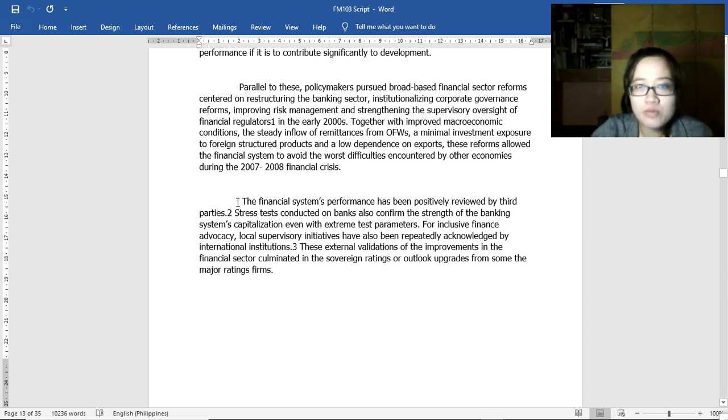Next, the financial system's performance has been positively reviewed by third parties. Stress tests conducted on banks also confirm the strength of the banking system's capitalization, even with extreme test parameters. For inclusive finance advocacy, local supervisory initiatives have also been repeatedly acknowledged by international institutions. These external validations of the improvements in the financial sector culminated in the sovereign ratings or outlook upgrades from some of the major ratings firms.